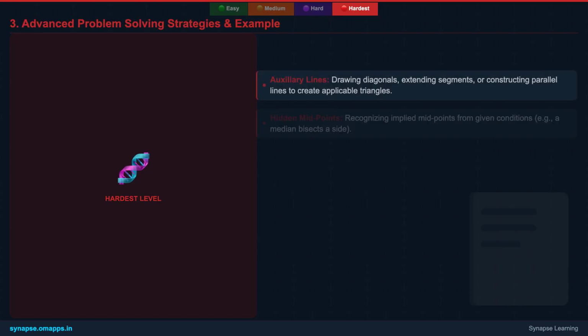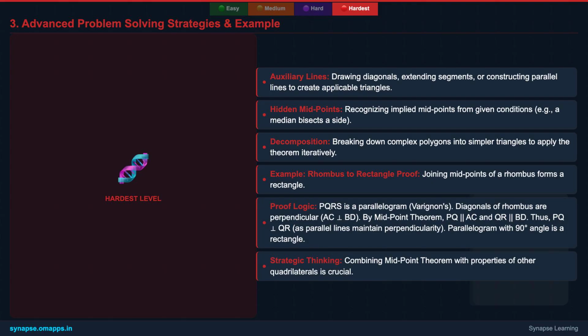When tackling advanced problems, strategic thinking is key. Often, the solution lies in adding auxiliary lines, drawing a diagonal, extending a segment, or constructing a parallel line to create triangles where the midpoint theorem can be applied. Sometimes, midpoints aren't explicitly given but are implied by other conditions, requiring you to discover them. Breaking down complex figures, like quadrilaterals or even pentagons, into simpler triangles can simplify the problem significantly.